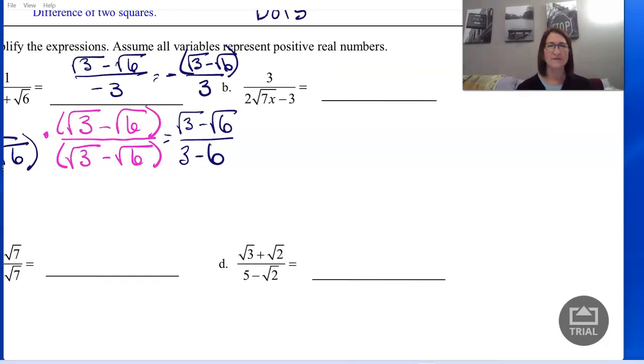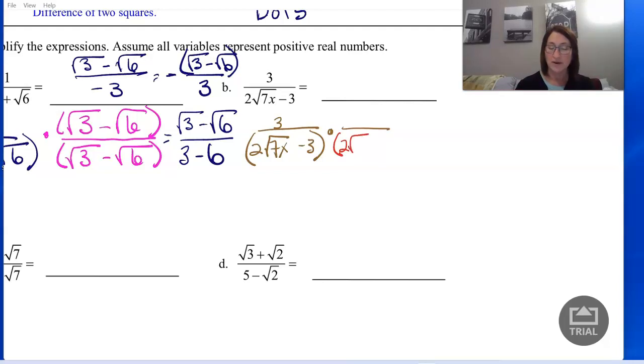So for B, I've got a radical. So I still want to go ahead and multiply by the conjugate. So let's just rewrite this as 3 over 2 square root of 7x minus 3. I'm going to put parentheses around that. Now I'm going to multiply by its conjugate. So that's going to be 2 square roots of 7x plus 3 over 2 square roots of 7x plus 3. It's the same darn thing.